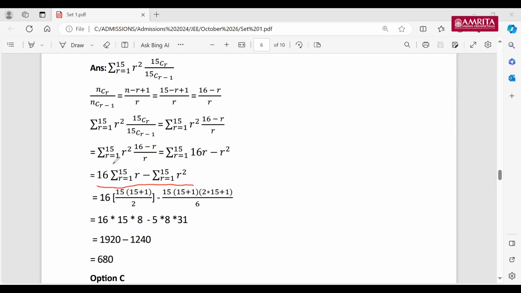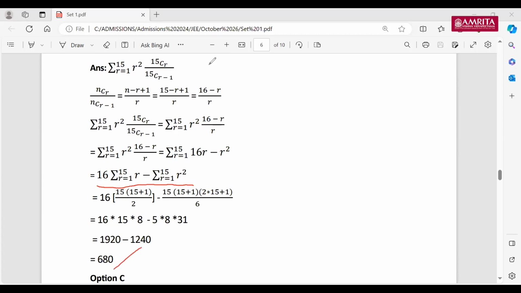Sum of n terms. For squares, it is n into (n plus 1) into (2n plus 1) by 6. For the sum of n terms, it is n into (n plus 1) by 2. I have n as 15 here, right? So 15 into (15 plus 1) by 2. And for squares, it will be 15 into (15 plus 1) into (2 into 15 plus 1) by 6. You just solve this and you get the answer.